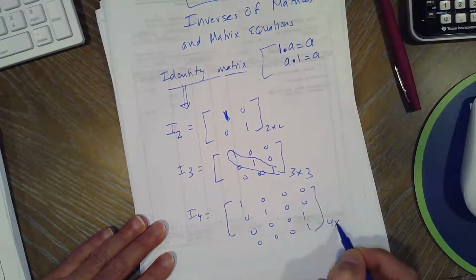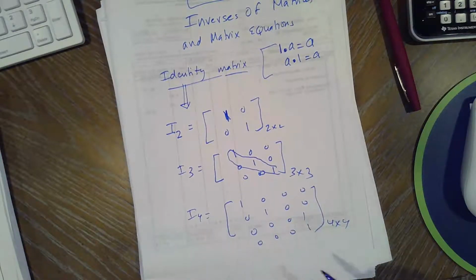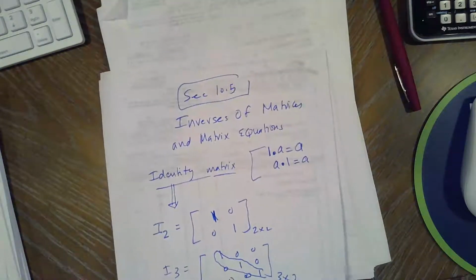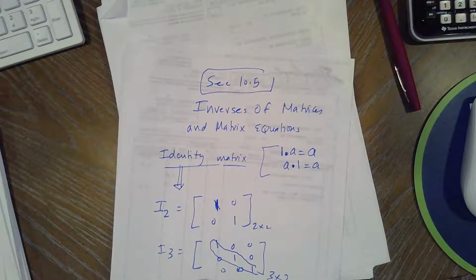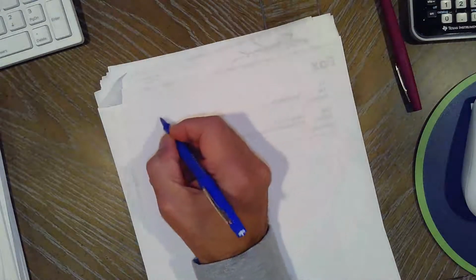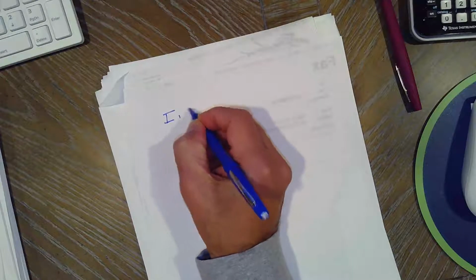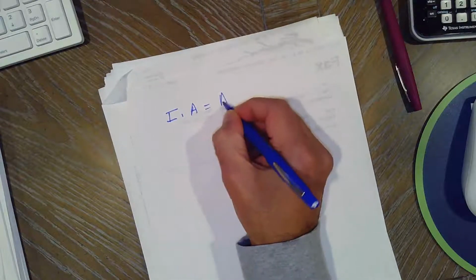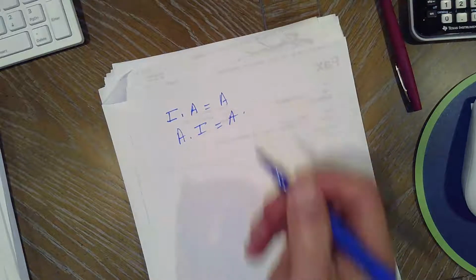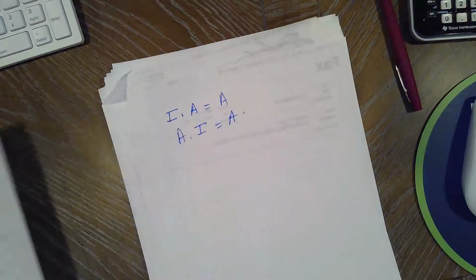If you take any identity matrix and multiply it by any other matrix, you get that other matrix. So we use I for identity, and then we can put the order at the bottom. So the identity matrix times matrix A equals A, and A times I is A, for any square matrix A. Okay.